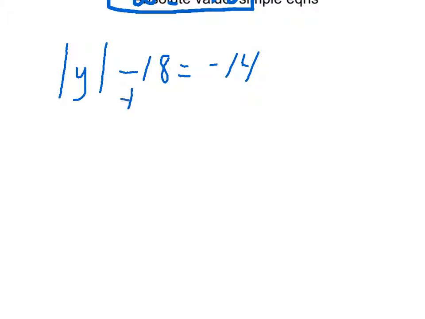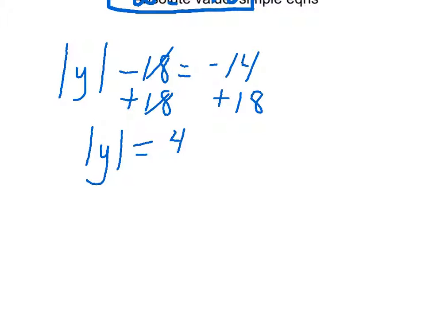Alright, let's try another example. Let's say we have the absolute value of y minus 18 equals negative 14. In this case, again, we're trying to isolate the absolute value of y, so we need to get rid of the 18. Since the 18 is being subtracted, we're going to do the opposite, which is adding. That makes the 18 disappear from that side. What we do to one side of the equation, we have to do to the other. And now we rewrite for our second step. And negative 14 plus 18 is going to give us a positive 4.